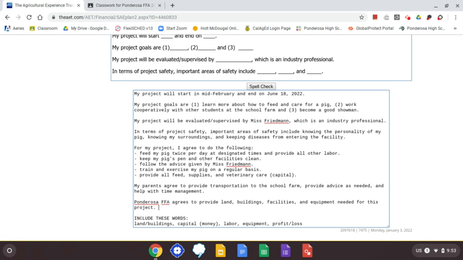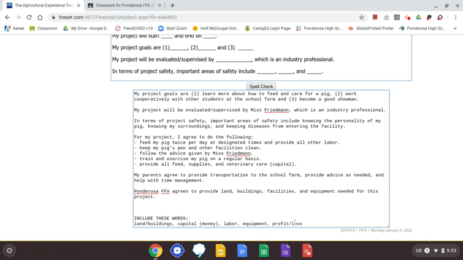So at the end, we have to put in these last two words, profit and loss. And so you could say, I will be responsible for any losses in the project. Like if something bad happens, your pig gets sick, or there's some damage done to the facility and you have to pay for it, something like that, okay? And I will receive any profits. So what we hope is that you'll be making some money at the end of this little business venture and you will receive all those profits.